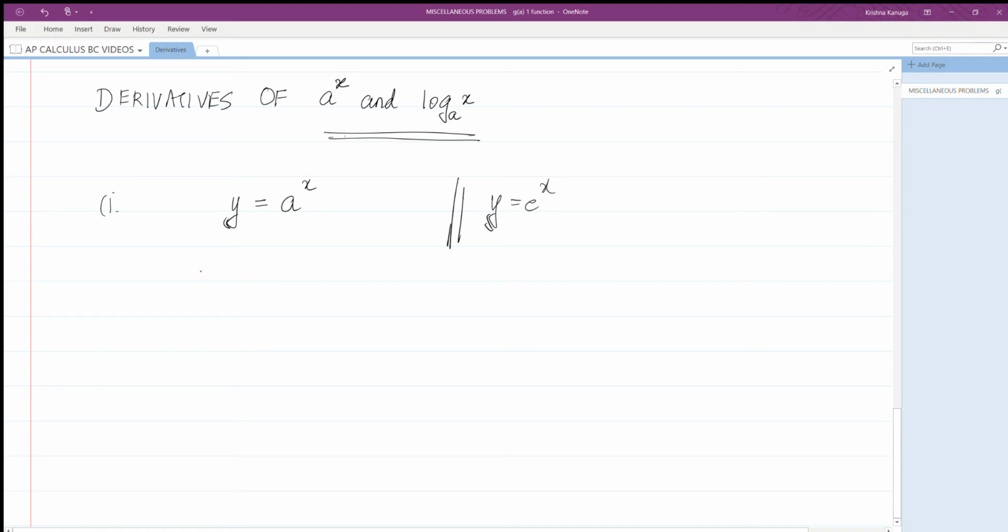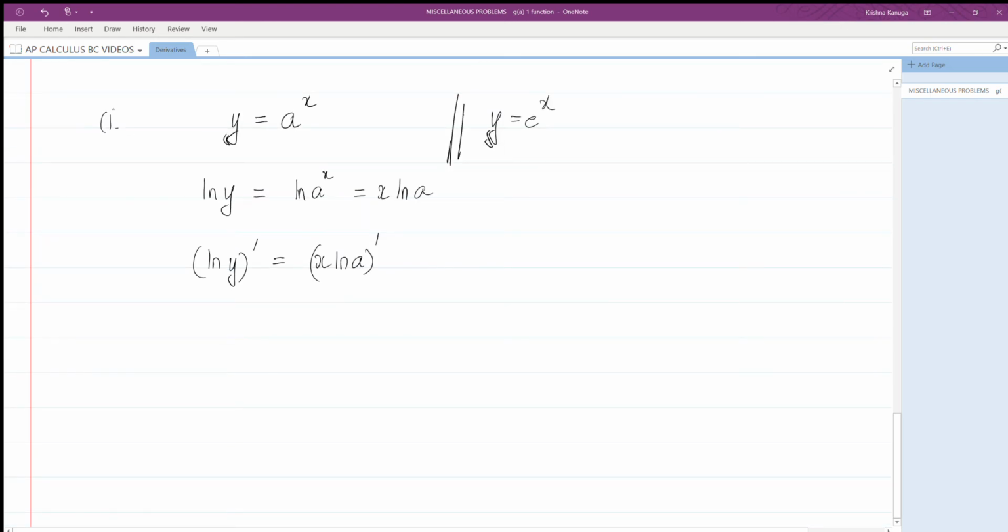So here we could take natural logs of both sides and write this as ln y equals ln of a to the power x. Now this will simplify the right hand side to x times ln of a. We're now ready to differentiate both sides. So let's write this extra step. The derivative of ln y is equal to the derivative of x times ln a.